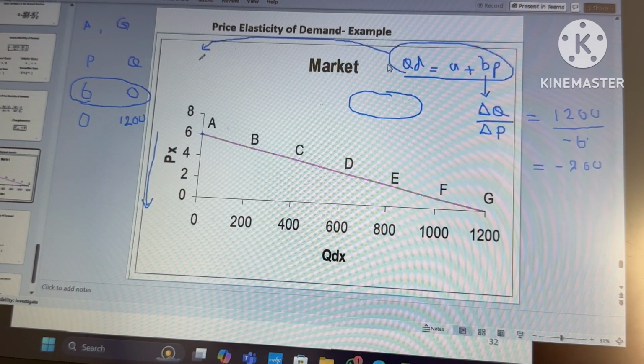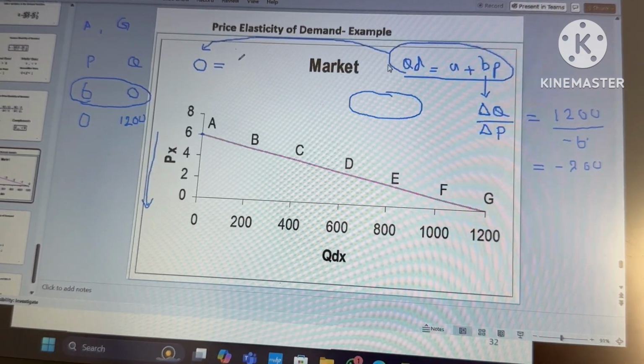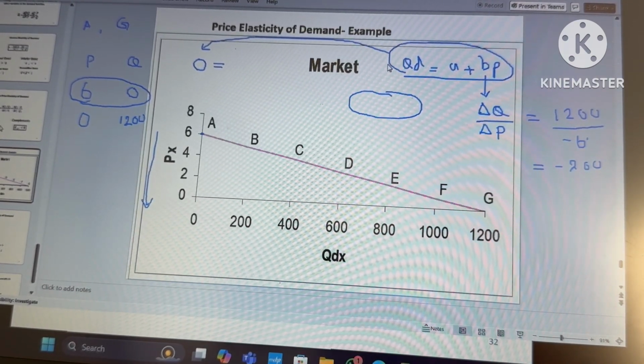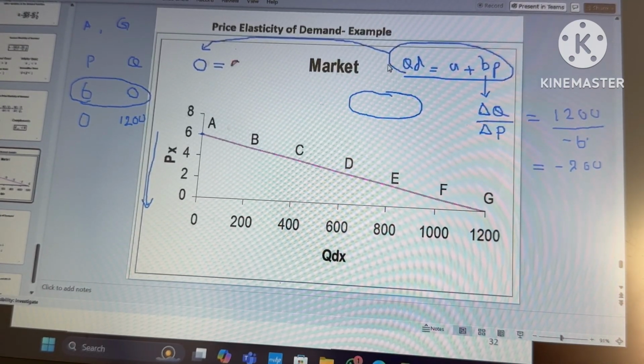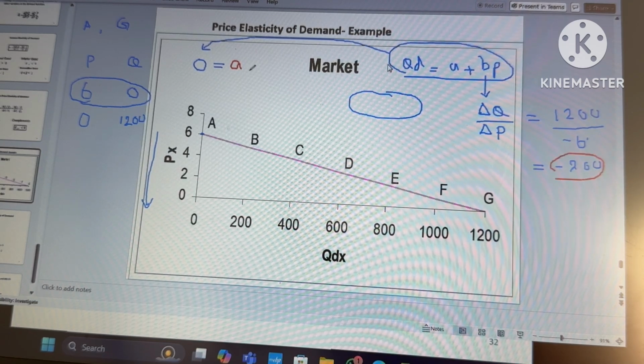What is quantity demand? Zero. I'm writing this equation: quantity demand at combination A is 0, and still we don't know the value of A. So you put A as it is. Do we know the value of B? Yes, we got it: minus 200. You put minus 200 here.